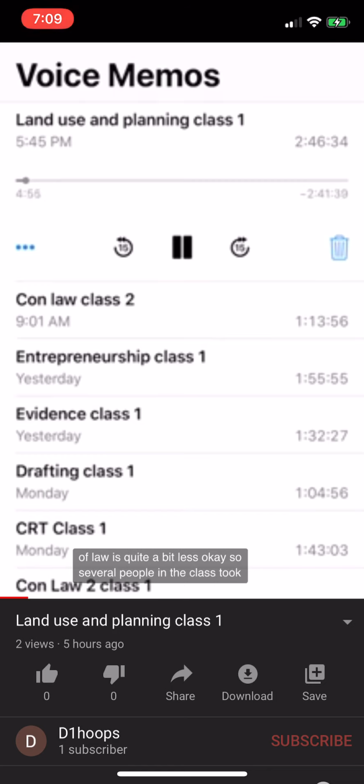Several people in the class took environmental law with me. There is an enormous amount of environmental law. In contrast, land use is a field in which, like I said, the law is important, but the amount of it is quite a bit less.